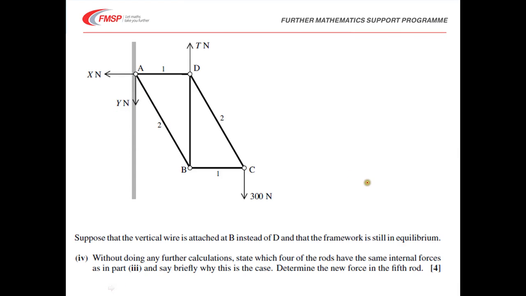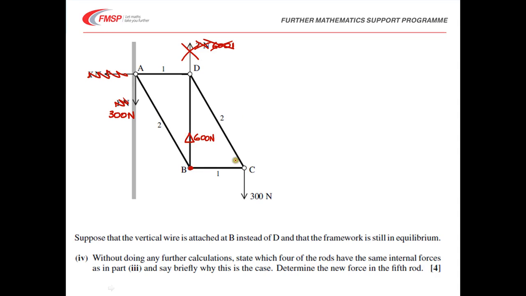Okay, so the last part of the question now, a vertical wire is going to be attached at B instead of at D, but the framework is still in equilibrium. We have to make no further calculations, but we need to state which of the 4 rods have the same internal forces and which ones don't, and explain why that's the case. So I need to cross that force out altogether, so my 600 Newton force is now applied down here at B. It's still got to be equal to 600 newtons for this to remain as it is.